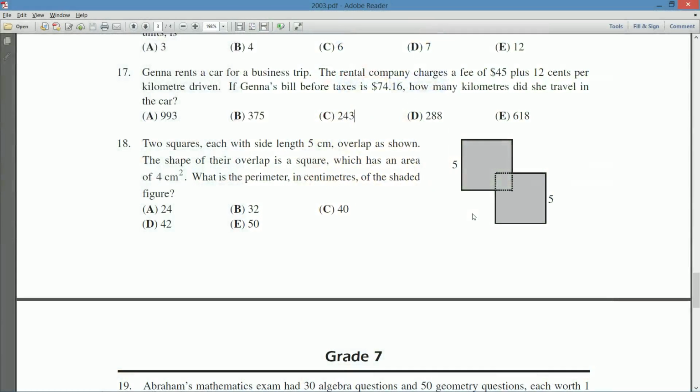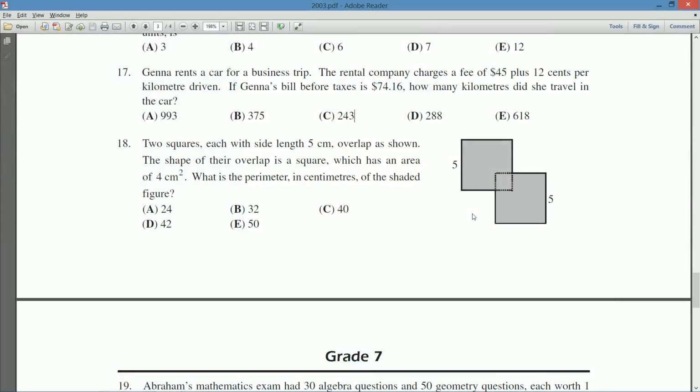We're taking a look at the 2003 7th grade level Gauss competition. If you'd like a copy of the contest, by all means click the link in the description and you can get a copy of this contest for yourself. We're up to question number 18. That's what we're going to be doing in this video.